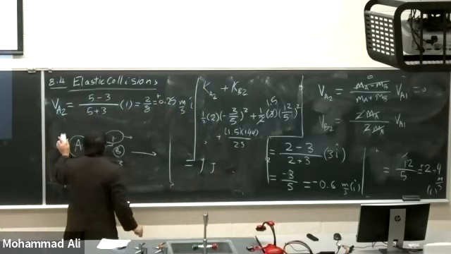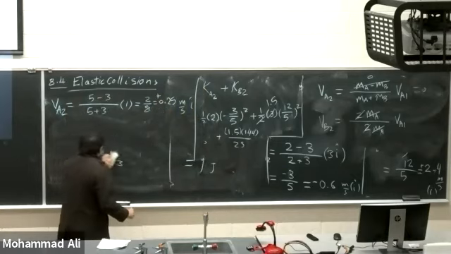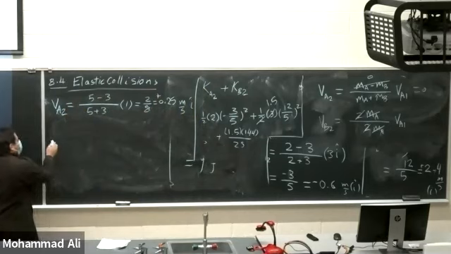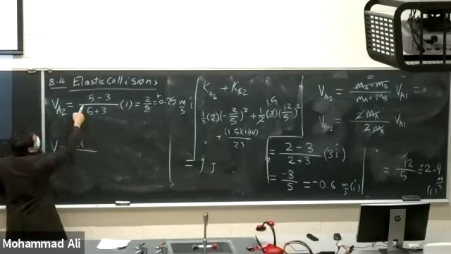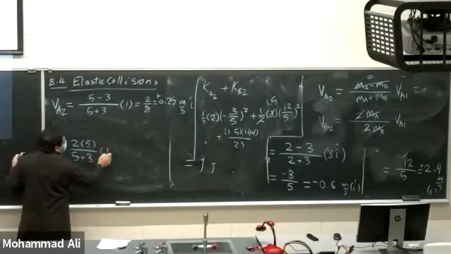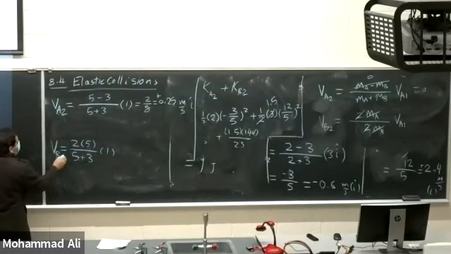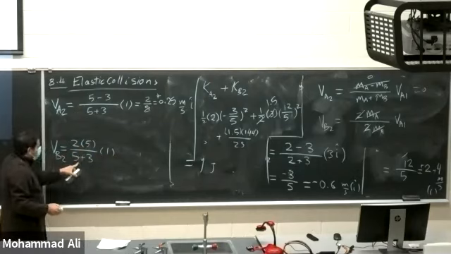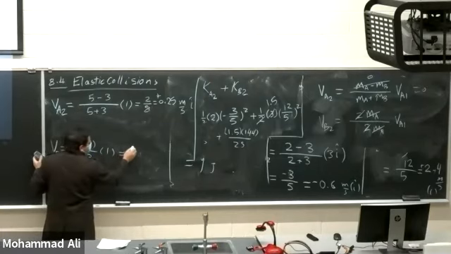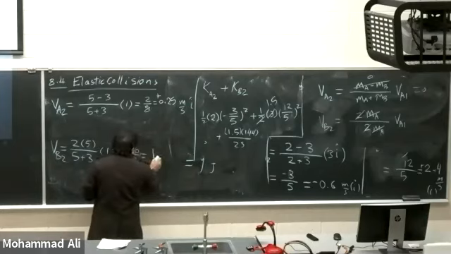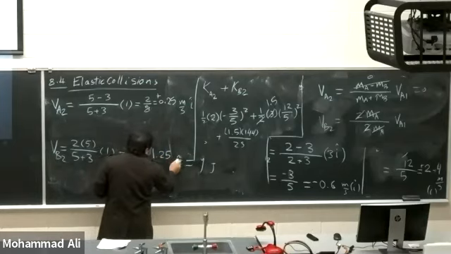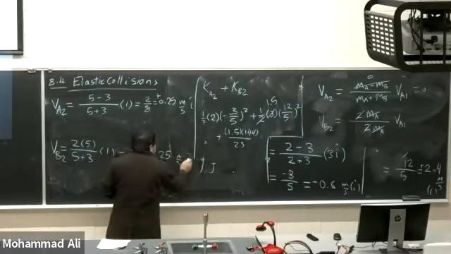But also VB will be equal to 2 multiplied by the mass of A, which is 5, over 5 plus 3 multiplied by the initial velocity of A. This is VB finally, which is 10 over 8, which is equal to 1.25 meter per second, also in the positive i direction.